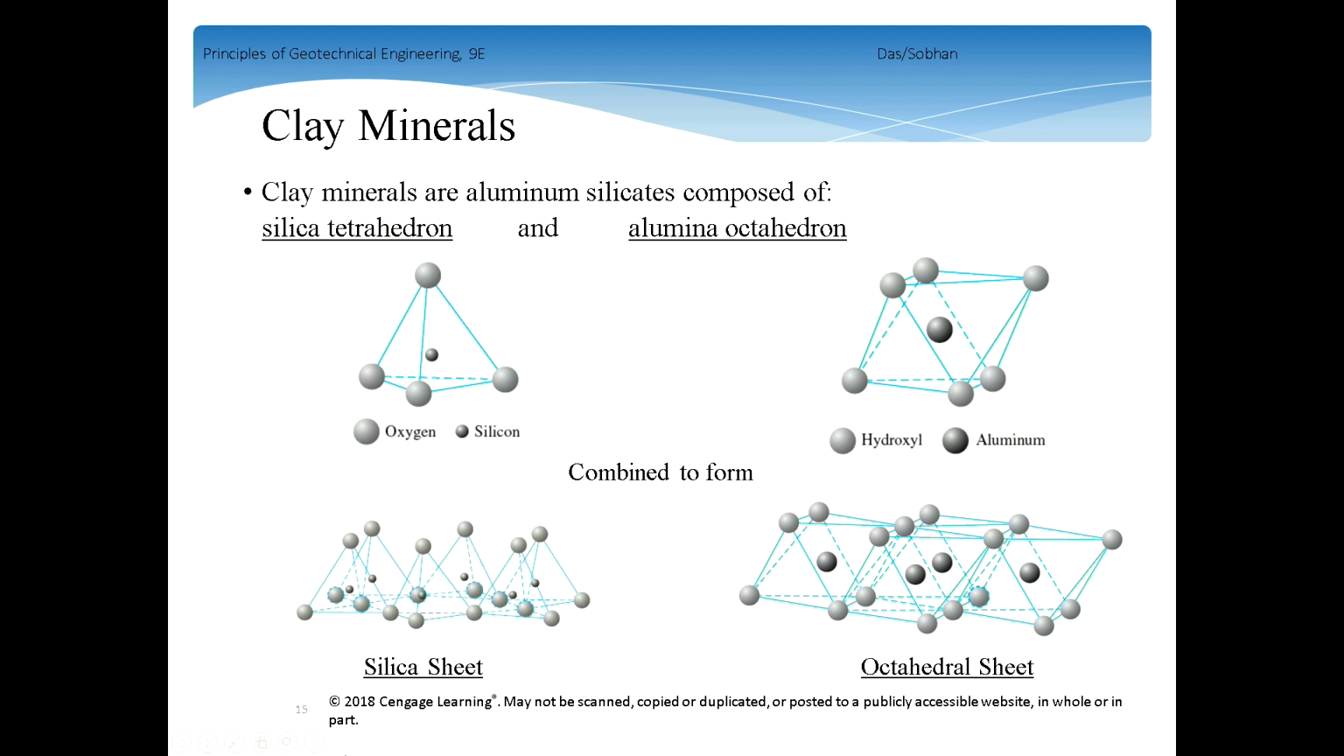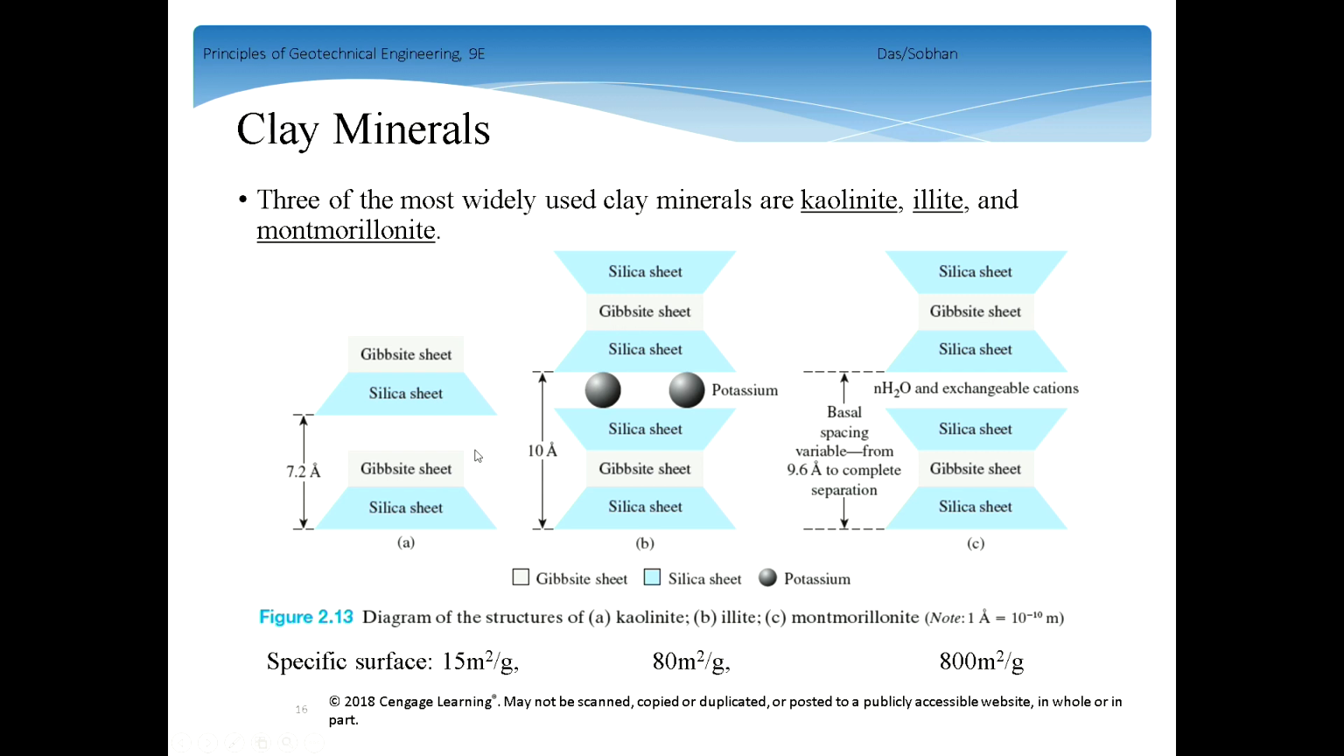Right? But these sheets, again, can combine in different forms. In this kind of form, in this kind of form, in this kind of form. So these three forms are the main clay mineral combination forms for those elements. The three most widely used clay minerals are kaolin, illite, and montmorillonite. These three together.